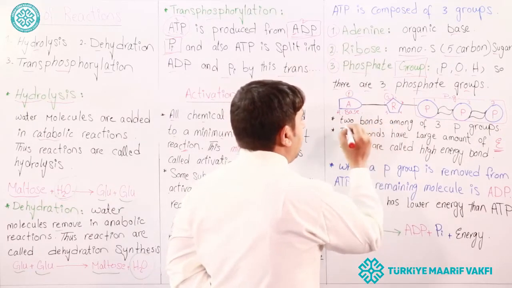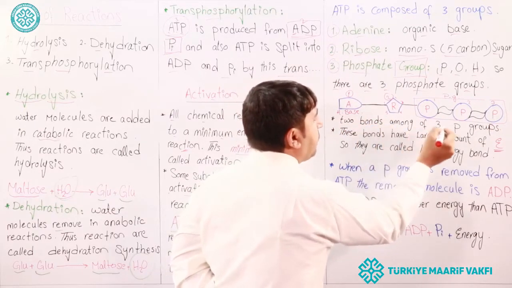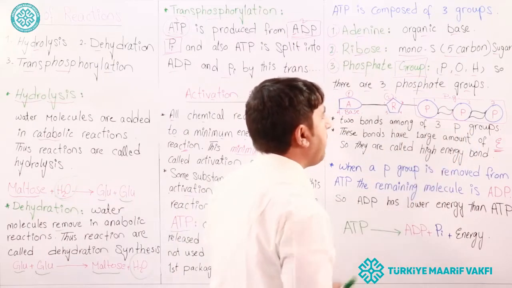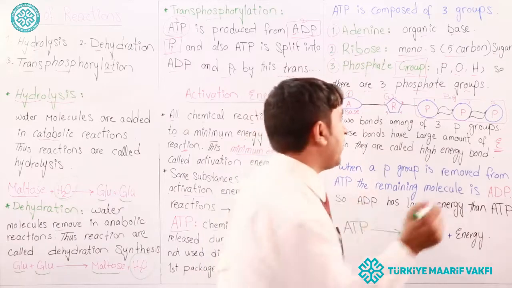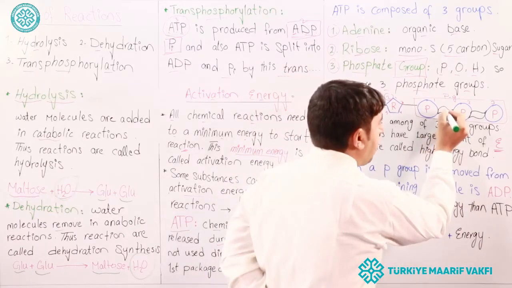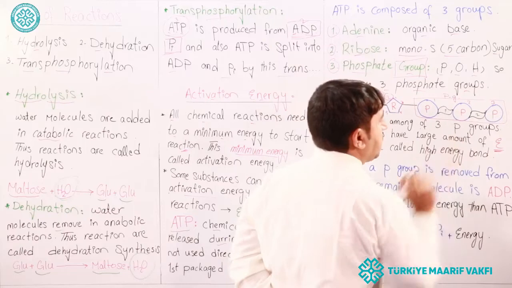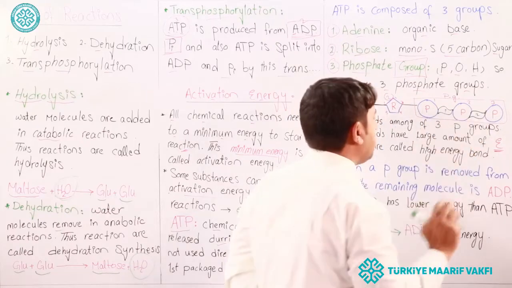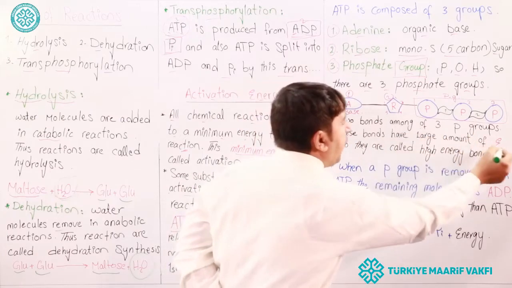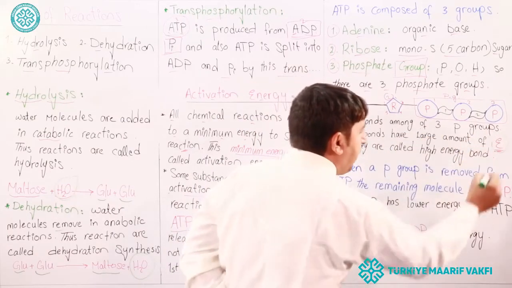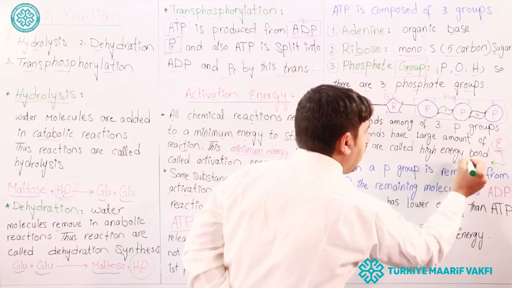Now 2 bonds among the 3 phosphate groups. How many bonds do we have between these 3 phosphate groups? 2 bonds we have. This one is the first bond, and it is the second bond. These bonds have a large amount of energy. Which type of energy? Chemical energy.